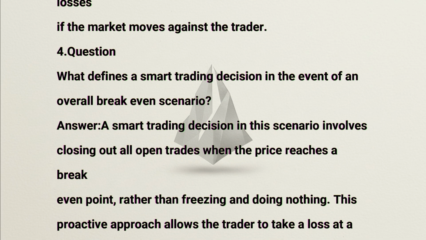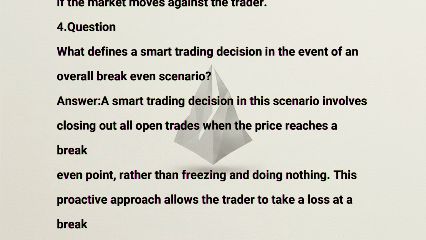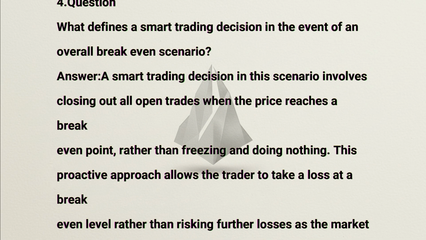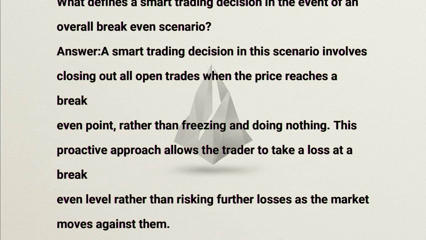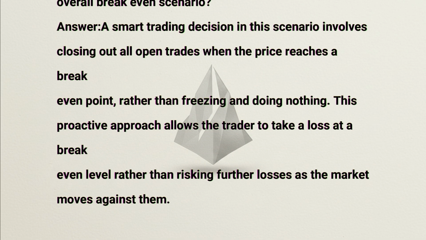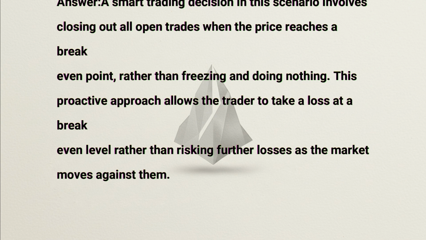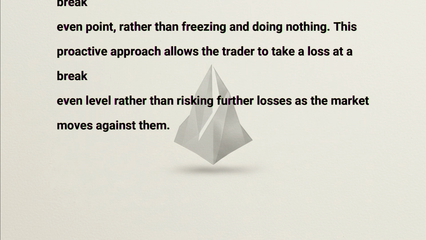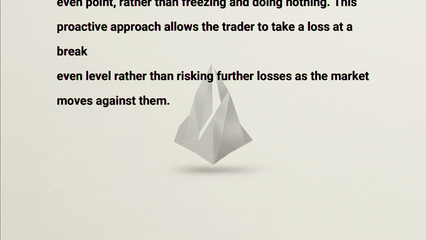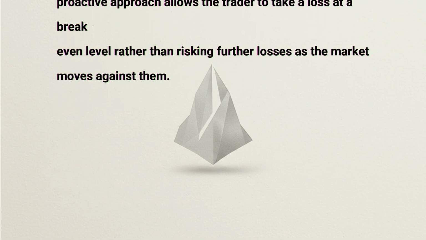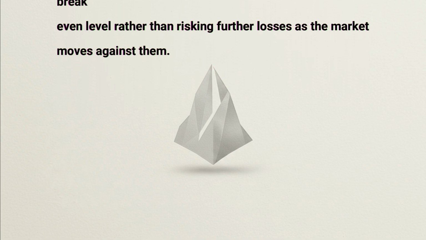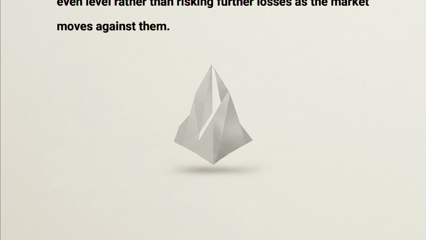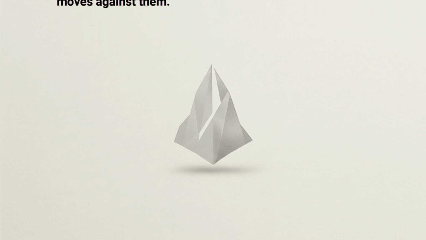4. Question: what defines a smart trading decision in the event of an overall break-even scenario? Answer: a smart trading decision in this scenario involves closing out all open trades when the price reaches a break-even point, rather than freezing and doing nothing. This proactive approach allows the trader to take a loss at a break-even level rather than risking further losses as the market moves against them.